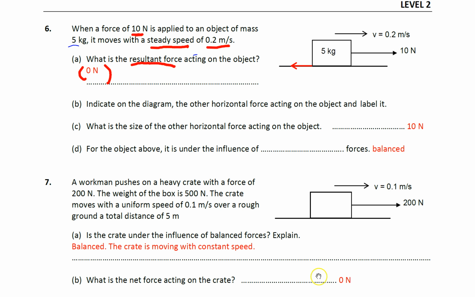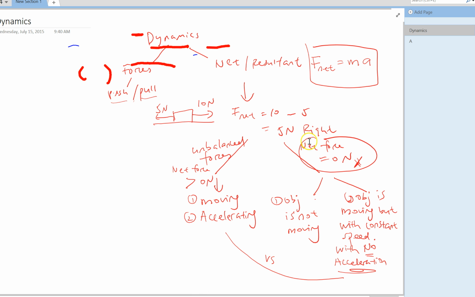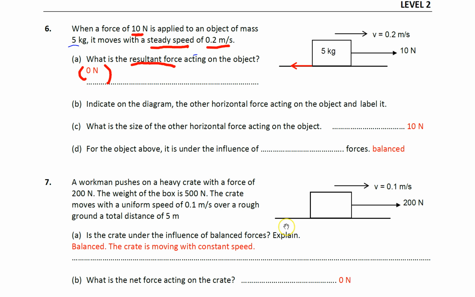Okay, so in this example we can see that the object is moving at constant speed, and therefore it has no net force, when the net force is equal to 0. Alright, so when you see steady speed and they ask you for the net force, you don't need to do any calculation. Immediately you know that it's actually 0 Newton.